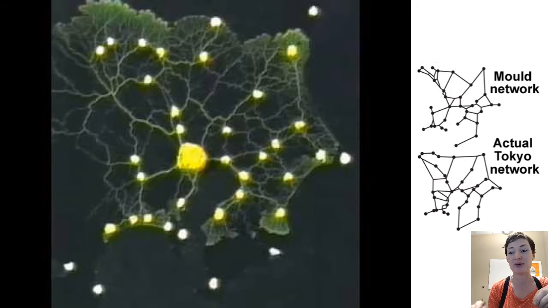So it made a pretty accurate map of the Tokyo network, and it's a really interesting, not fungus, but fungus-like organism to study for its ability to sort of solve puzzles like mazes by this food locating ability.